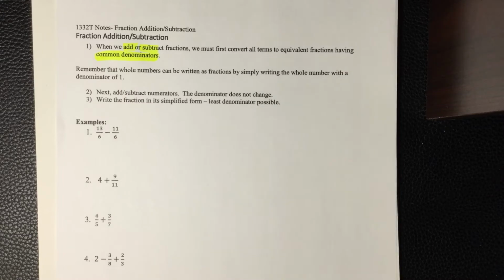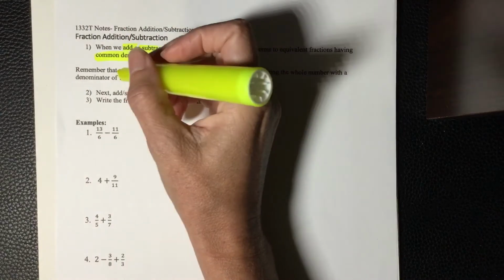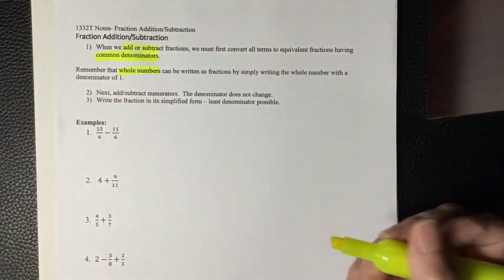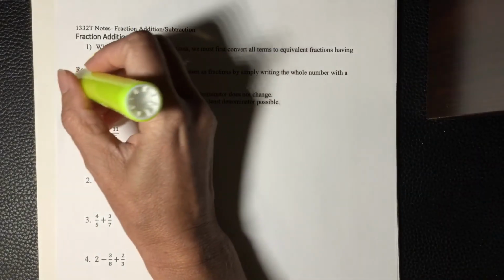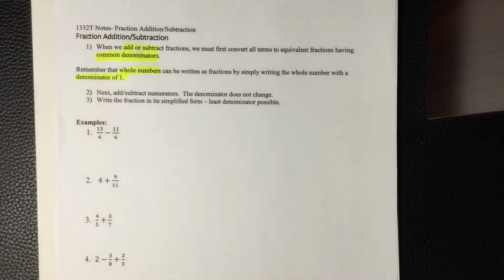A couple of things that are helpful: if you do have a whole number and want to write it as a fraction, you just put it over 1, and if you want to change a denominator, you can multiply by anything that is equivalent to the number 1. Remember, 1 is our multiplicative identity, so we'll talk a little bit about that as we get our common denominators.